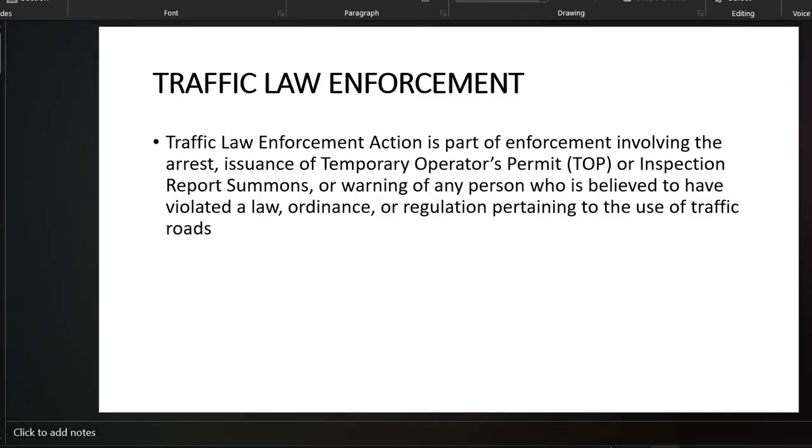So, traffic law enforcement is part of enforcement involving the arrest, issuance of temporary operators permit or inspection report summons, or warning of any person who is believed to have violated the law, ordinance, or regulation pertaining to the use of traffic roads. So yung mga minsan nagva-viral or nakikita natin sa social media, okay, sila po ay mga pinapatawag o yung tinatawag nating ini-issuehan ng summons para mag-report sa opisina to answer the allegation or the complaints against them. So yung mga, it's either celebrity, yung mga tinatawag nating road rage.